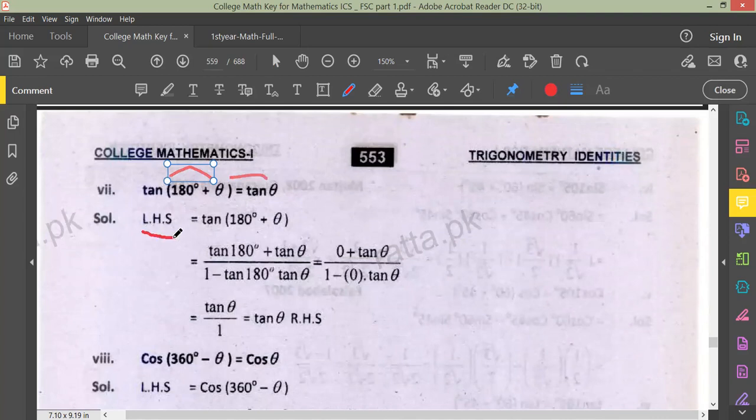So after taking left hand side of this question, you can write tan of 180 plus theta. After applying formula of tan alpha plus beta, which will be equal to tan alpha plus tan beta over 1 minus tan alpha tan beta. So here 180 is alpha and theta is equal to beta. So tan 180 is equal to 0. So this expression will be equal to 0. So after simplification, this will be equal to tan theta over 1. So this will be equal to tan theta, which is equal to right hand side of this question. So you can say that left hand side is equal to right hand side.